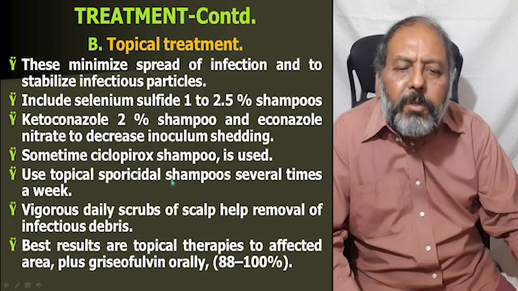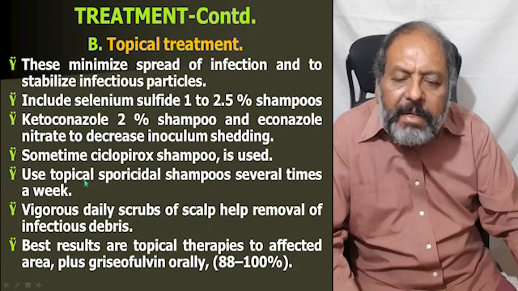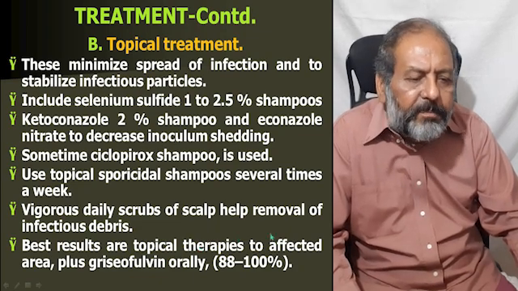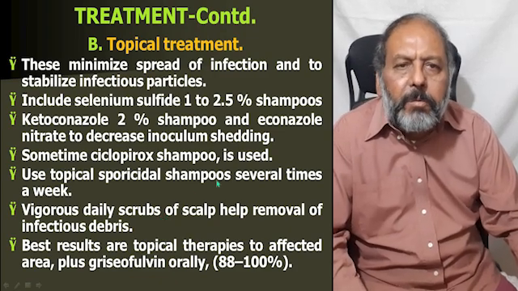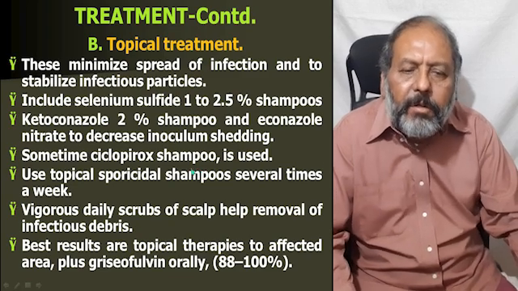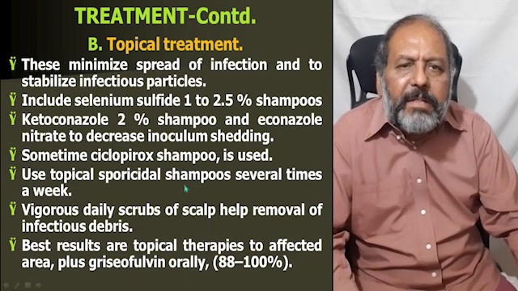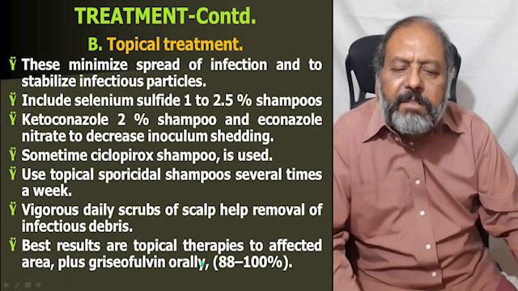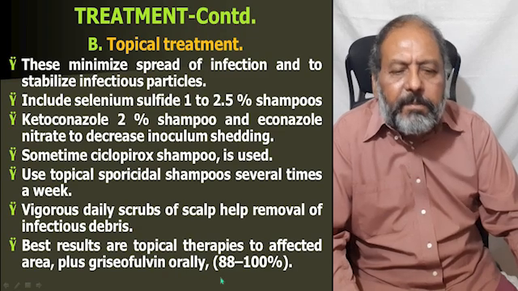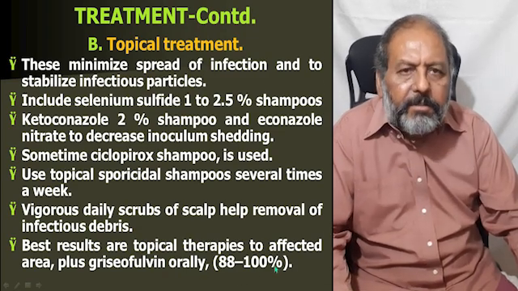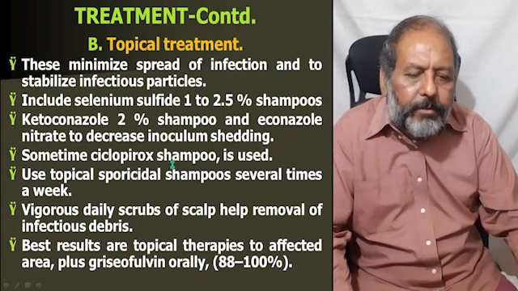Use topical sporicidal shampoo several times a week, and it is advised that a vigorous daily scrub of the scalp also helps remove the infectious debris. One has to keep the shampoo in contact with the lesion for at least 5 to 10 minutes so that the drug can act properly on the fungus. The best results are with topical therapy to the affected area plus oral griseofulvin, about 88 to 100% if we combine oral griseofulvin and the topical treatment, any of these.